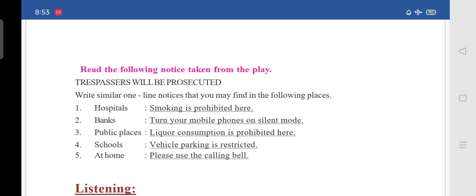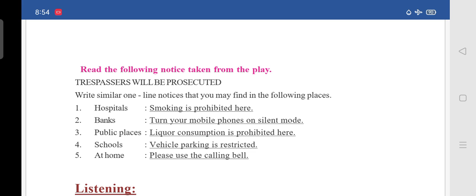Second is banks. In banks, what will we see? Turn your mobile phones on silent mode, isn't it? Yes, because in banks we find this notice saying that turn your mobile phones on silent mode. So this is the second one. And see the third, public places. In public places, what we see is liquor consumption is prohibited. So in public places, we can find notices that liquor consumption is prohibited here.